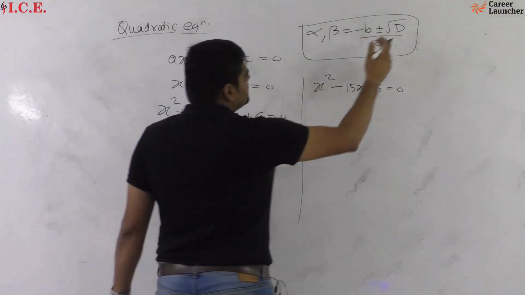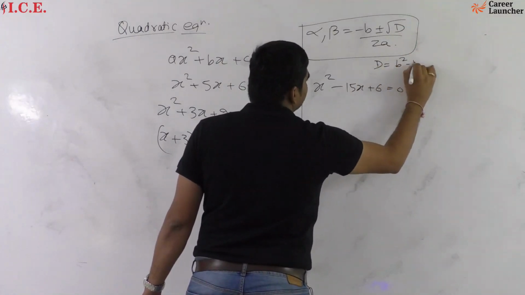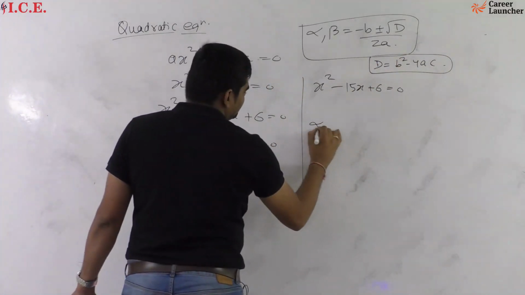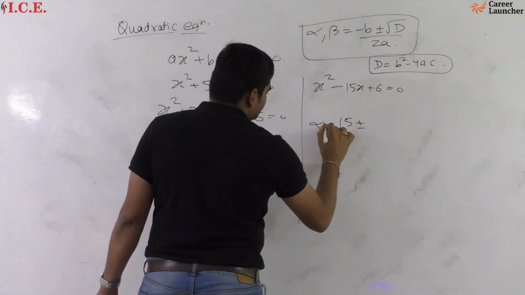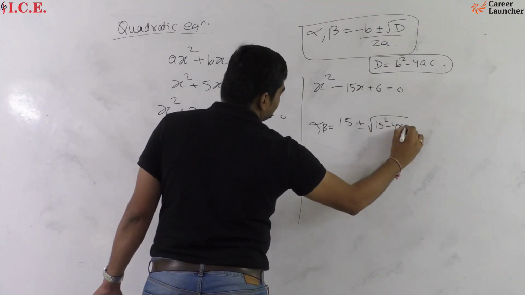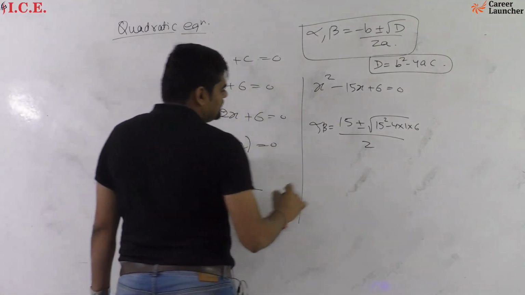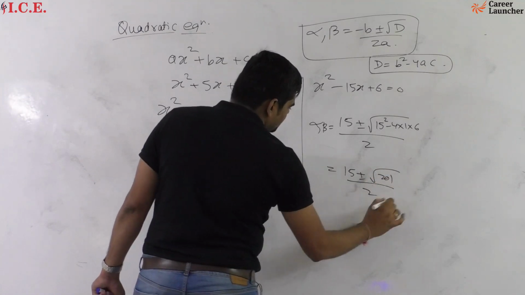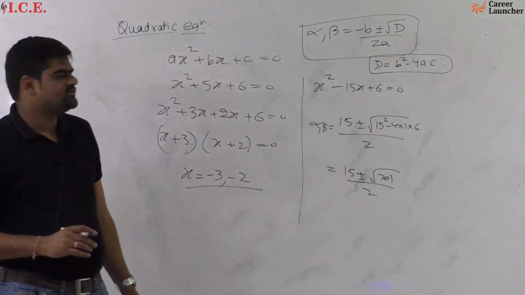And what is root d or d? D is equal to b square minus 4ac. So if you want to solve for alpha and beta, it is minus b, that is 15, plus minus the root of b square, that is 15 square minus 4 into 1 into 6, upon 2. So it is nothing but 15 plus minus under root of 201. So we know these two types of methods.